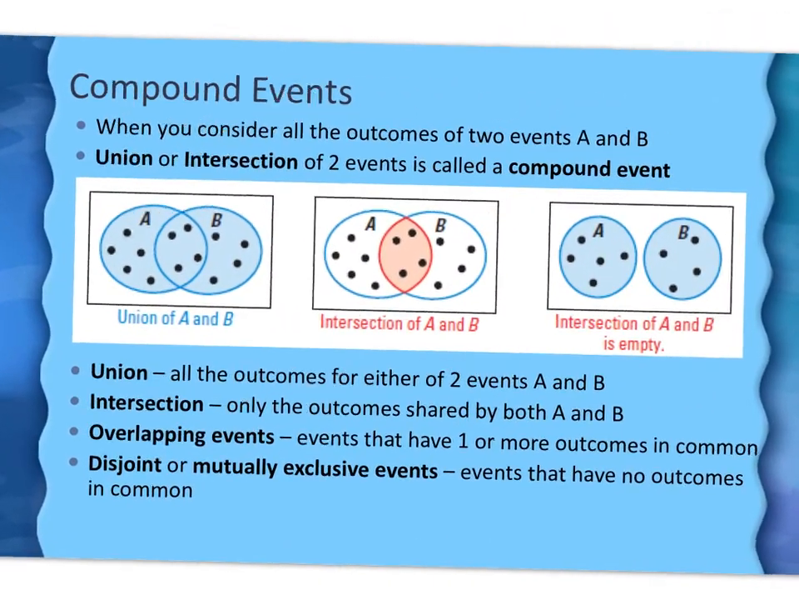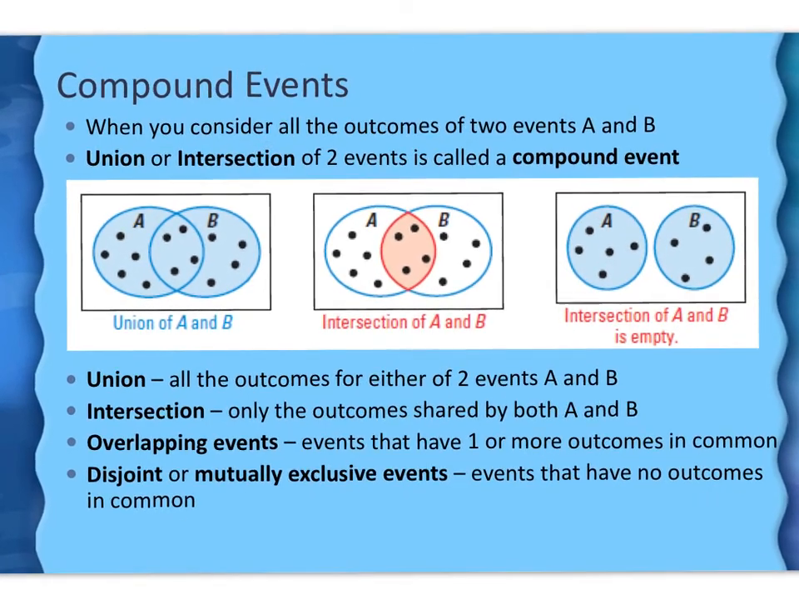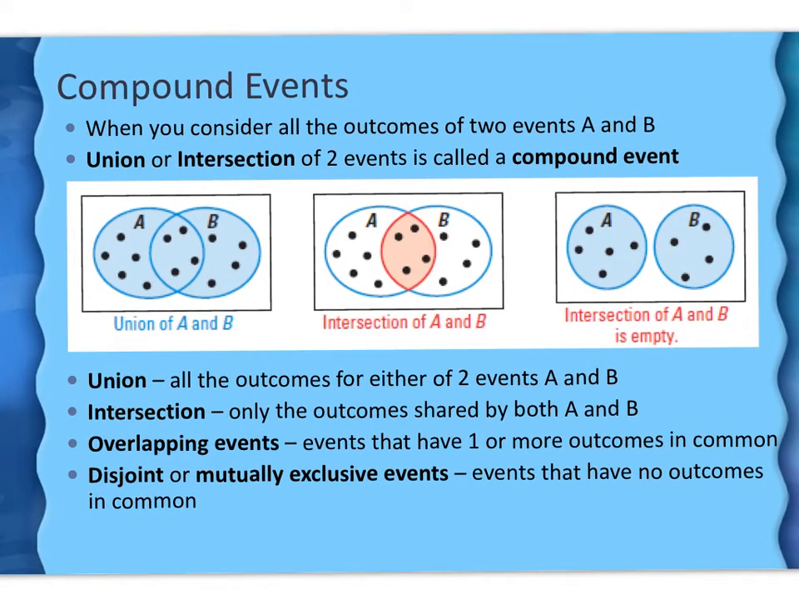It says when you consider all the outcomes of two events, A and B, that there can be a union or an intersection of them. So if you have probability that A is occurring and probability that B is occurring, and there is an option in which they can both occur.